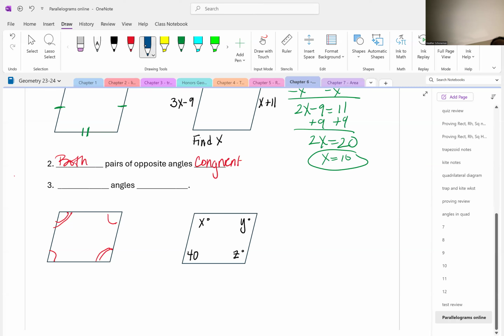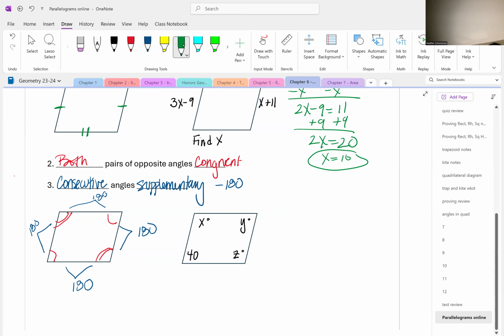And the other thing that we know is that the consecutive angles, and those are the ones that share a side, are supplementary. So that means that they add to 180. So these two add to 180, and these two add to 180. Same with the top two over here. Same with these two over here. So when they're across from each other, they're equal, but when they share a side, they add to 180.